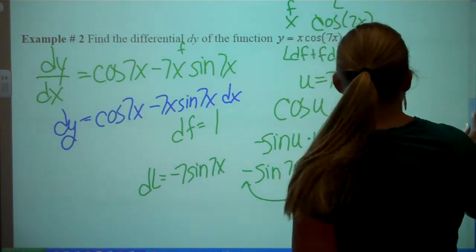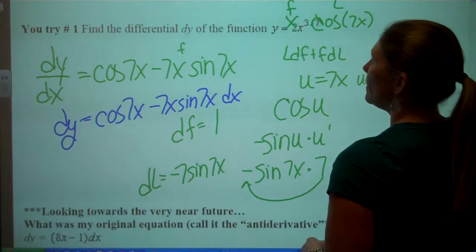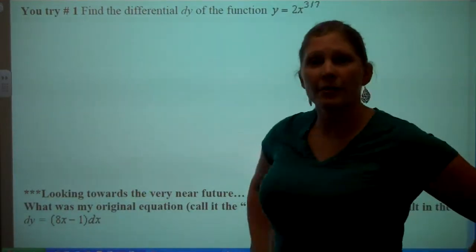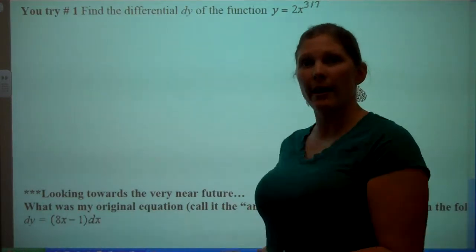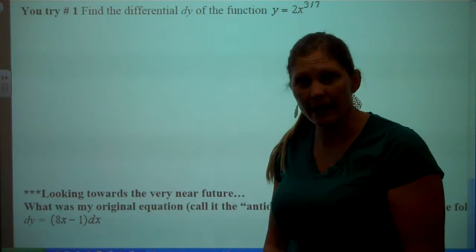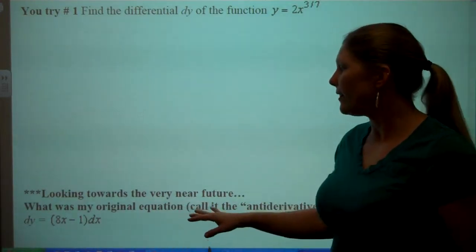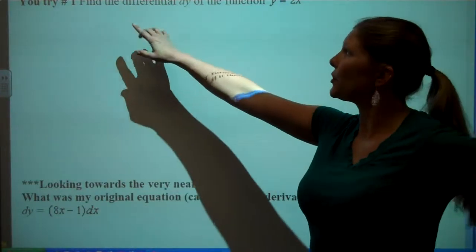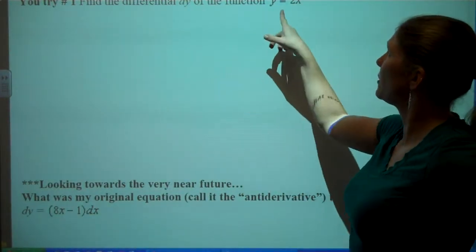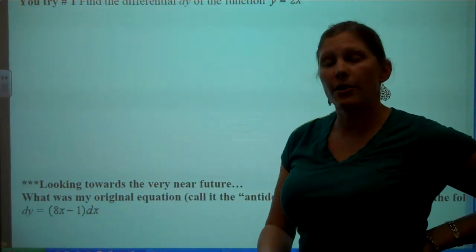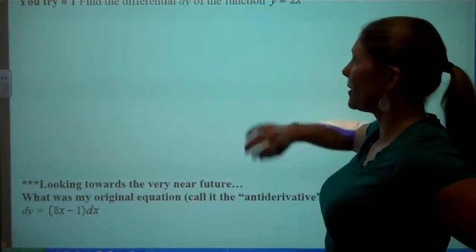Okay, here's the last problem. It's a U-Try. So I want you to go ahead and try it. Doing it this way, I'm not going to have the answer for you on the U-Try. You can show me tomorrow in class, and I'll tell you if it's right or wrong. The U-Try is find the differential dy of the function y equals 2x raised to the 3/7. So try that problem on your own.